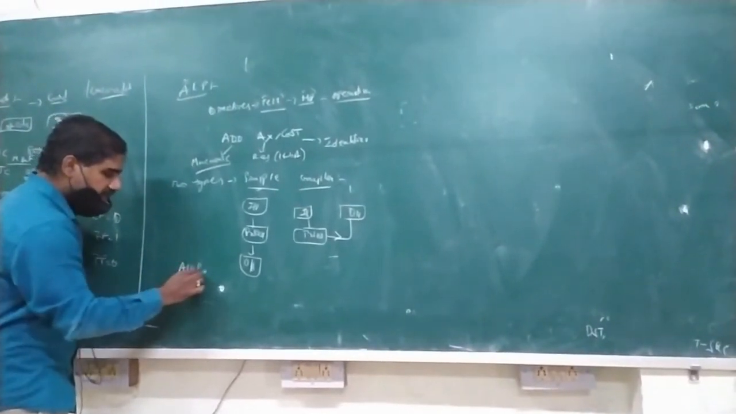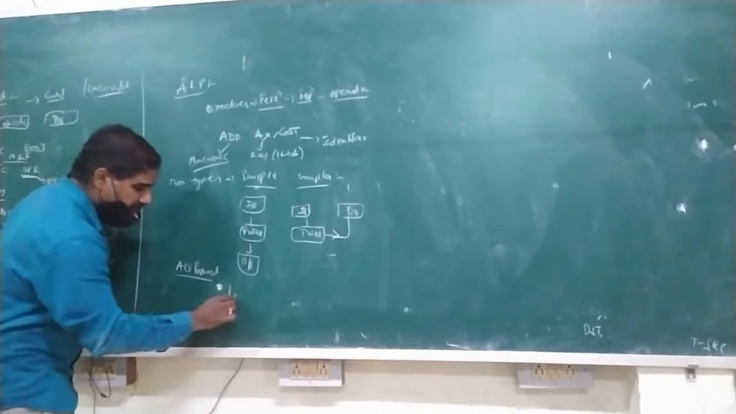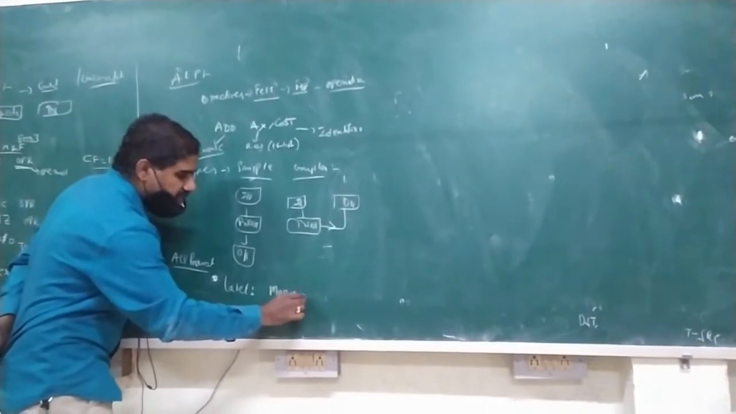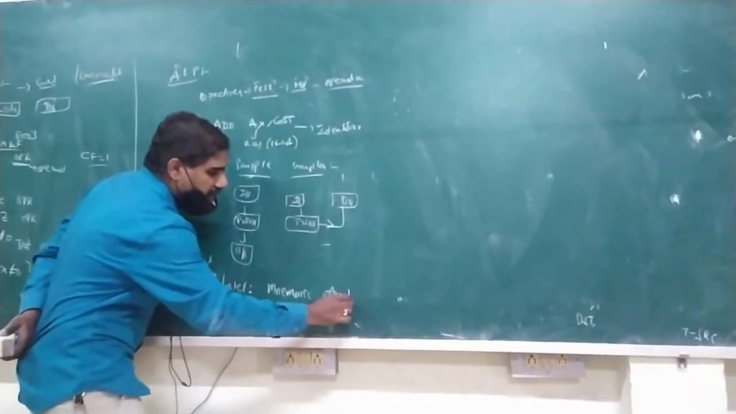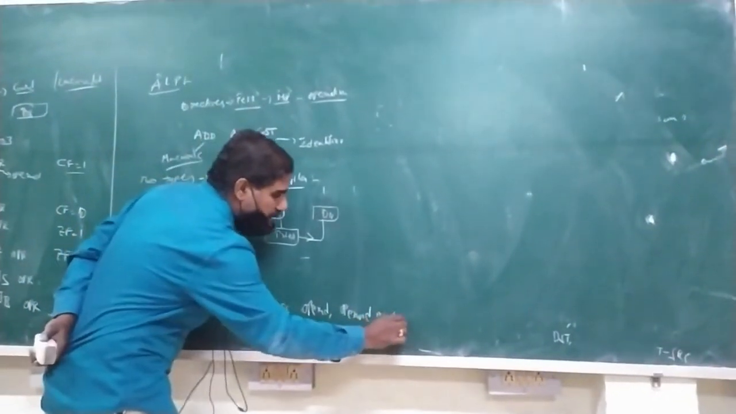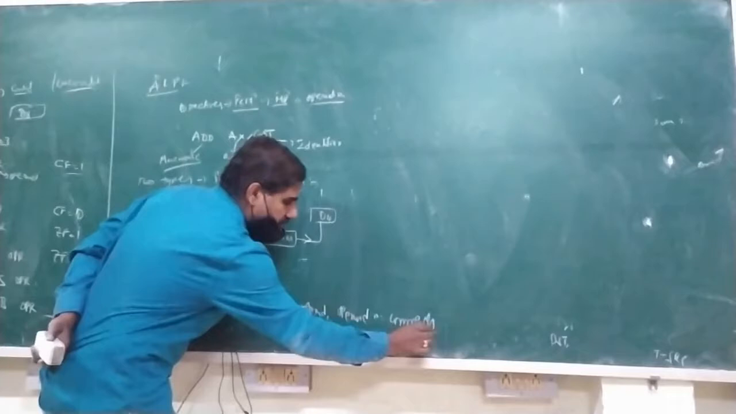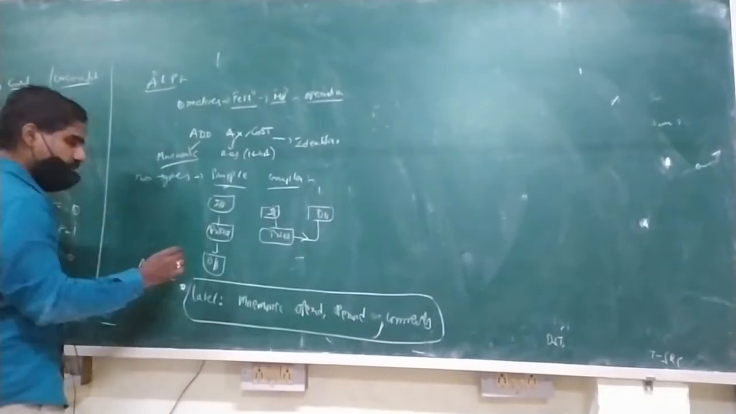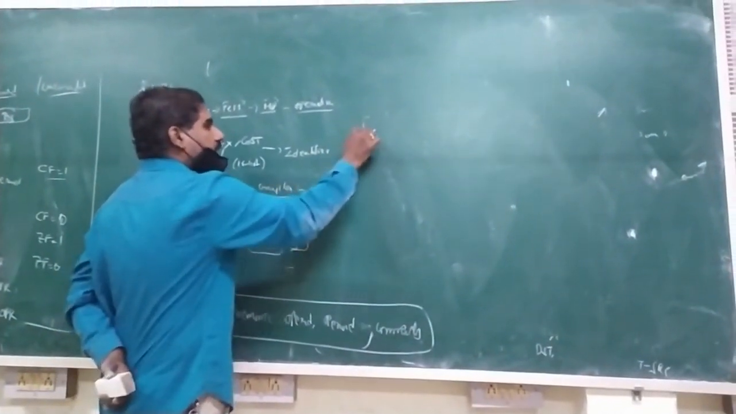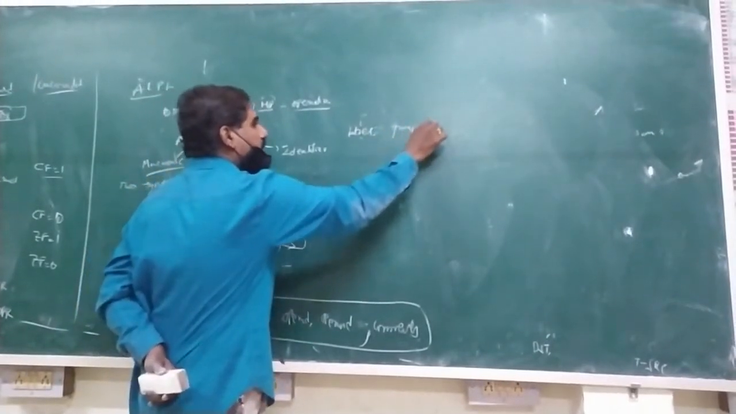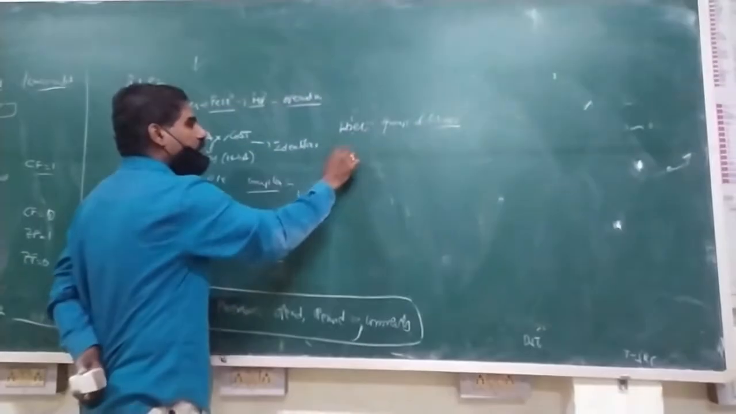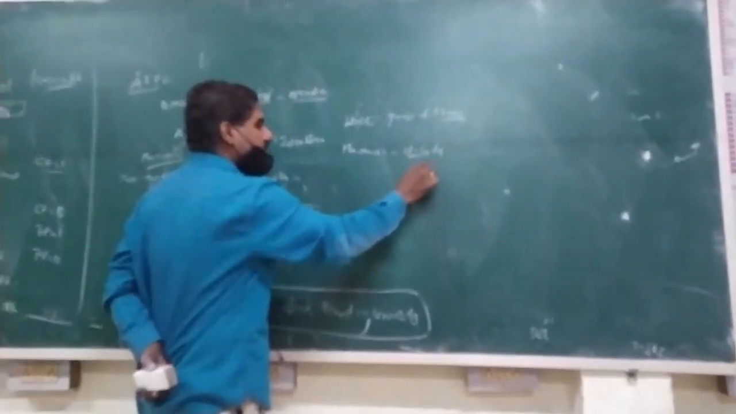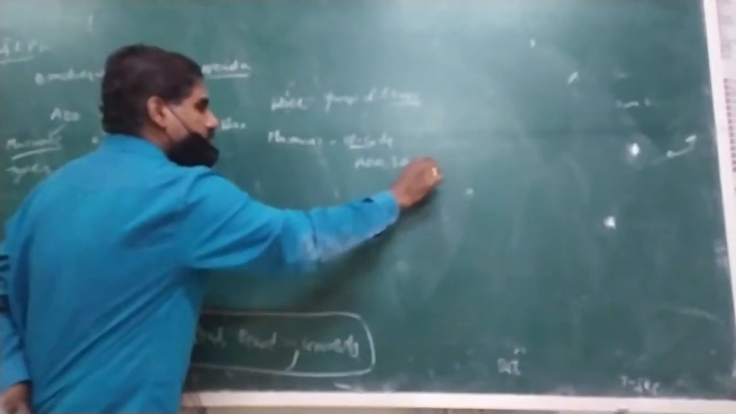Again, the ALP format is described as label, followed by mnemonic, semicolon. Another one is operand, comma, operand. Last one is comment. This is the basic format for ALP. Label means a group of characters to be used. Next one, mnemonic. Mnemonic means opcode, which operation is to be performed, like ADD, SUB or move.